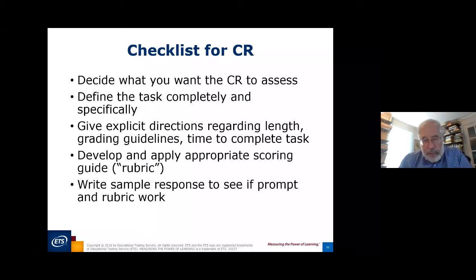So if you're going to do constructive response, you go through this checklist. Again, it's very easy just to write a question and not have gone through the thinking behind it. So you have to decide, what is it you're trying to assess? Is it knowledge about electricity? Is it ability to actually twist a wire so that it doesn't come untwisted? What is it you want to know? You then must really define the task completely and specifically.